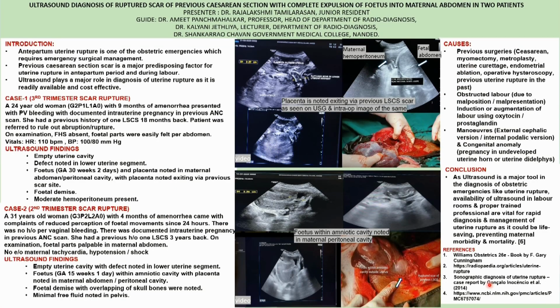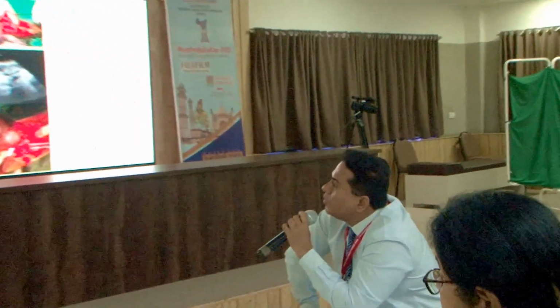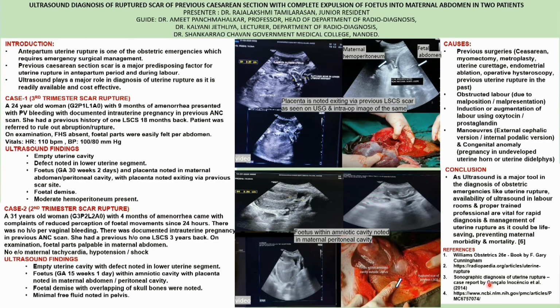So, good cases. What is the moral of the story? How would you prevent this catastrophe? We can monitor scar size. Very good. So what are the criteria? We can measure scar size and the adjacent myometrial thickness. Very good. Do you do it in daily practice? Yes, sir. We are doing it, sir.